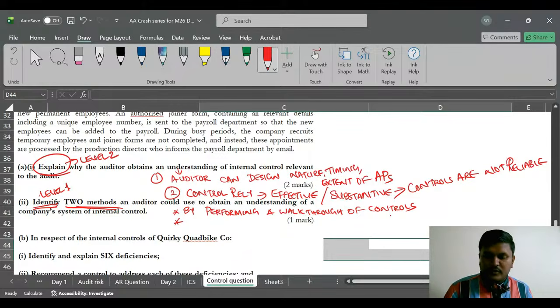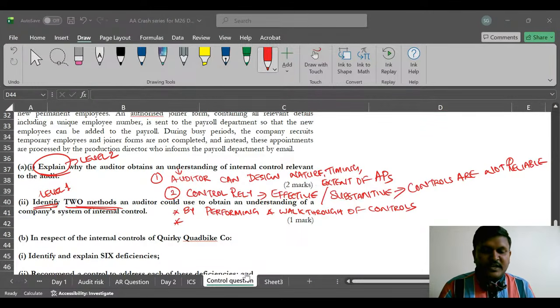So what is meant by a walkthrough of controls? The management is claiming the controls are happening this way. The control has steps 1, 2 like that. There is a process we know as IRPT: initiation, recording, processing and reporting. We'll be going through that and the auditor will be checking whether whatever they have mentioned is happening correctly or not. That is by performing a walkthrough of controls. That is one method.